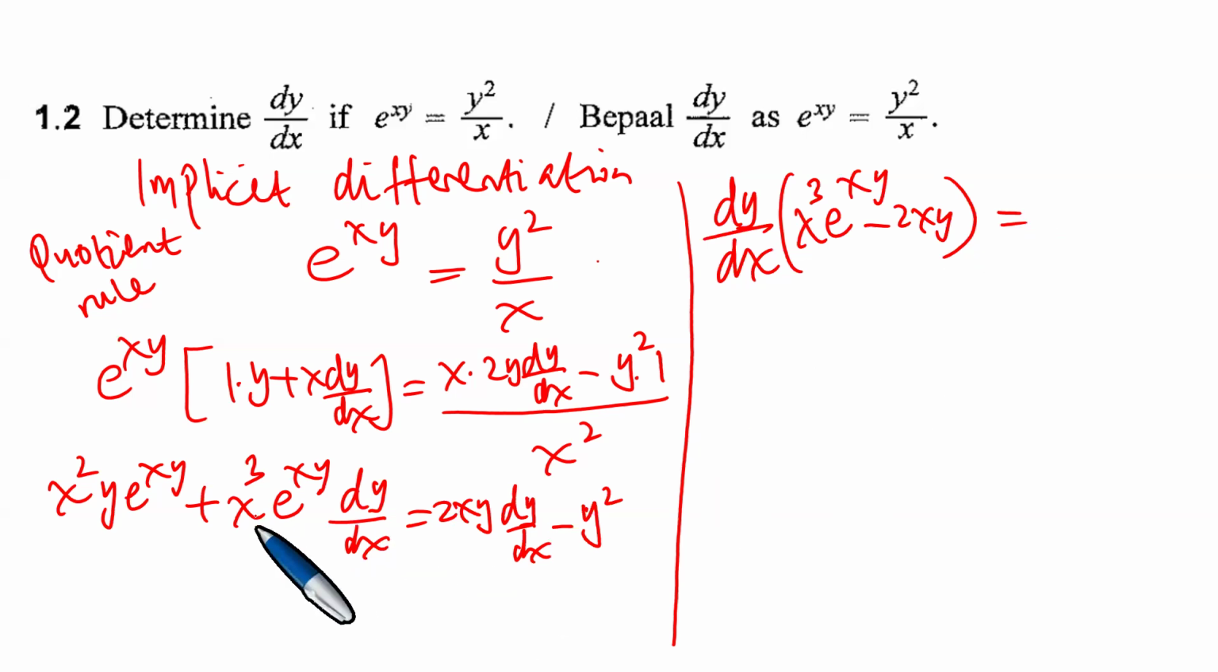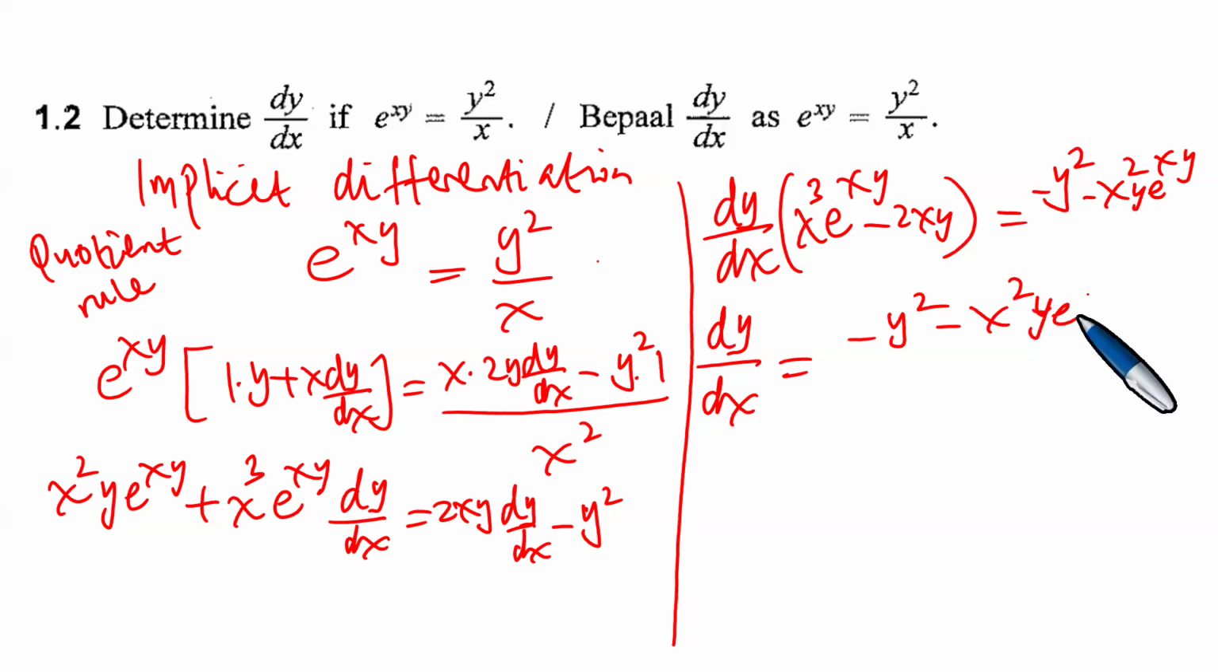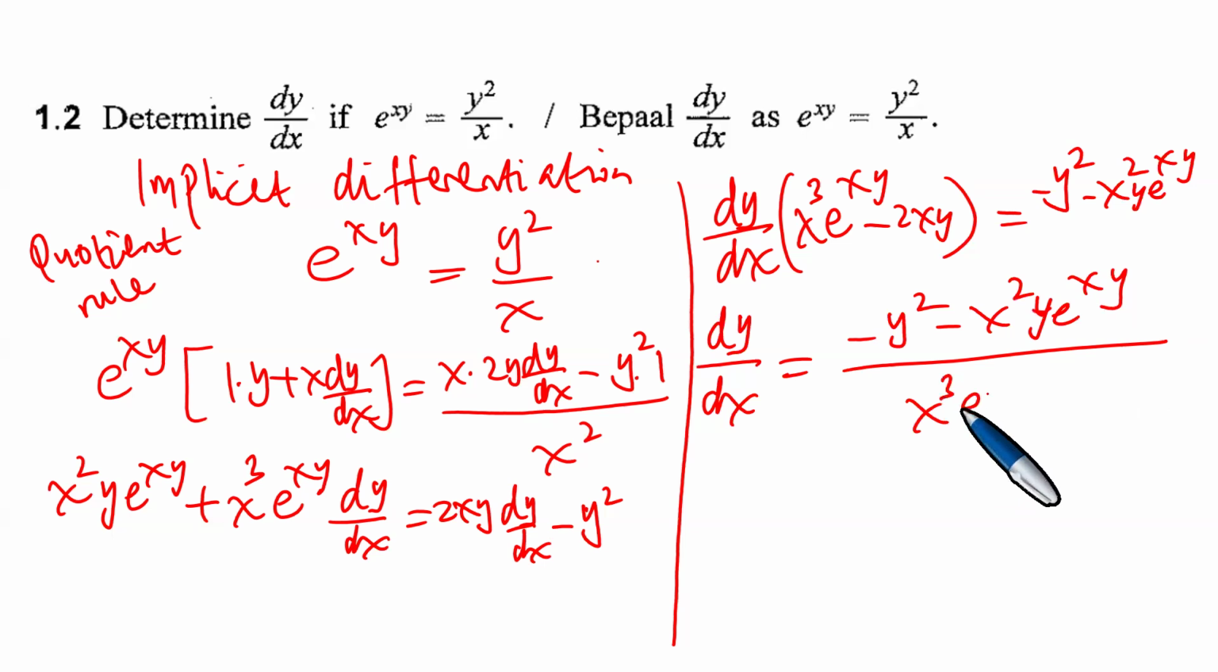So you have this one, the 2xy, move it to the left. Minus this, minus x squared e to the xy. So we have this. Subtract. So dy dx is minus this x squared y e to the xy divided by x cubed e to the xy minus 2xy. So that becomes the answer.